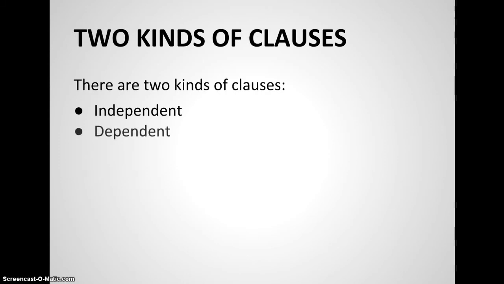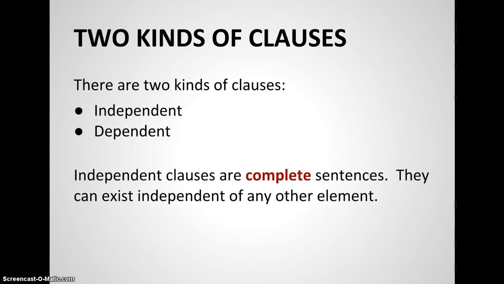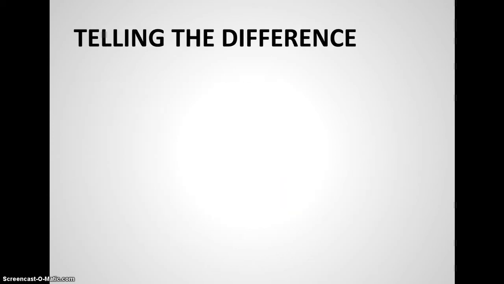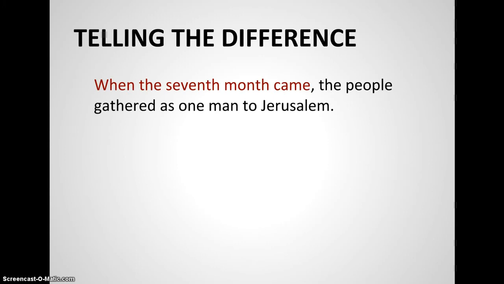Now there's two kinds of clauses. We talk about independent clauses and dependent clauses. Independent clauses are complete sentences. They can stand on their own and hence their name, independent. Dependent clauses are incomplete. They are not complete sentences. They cannot stand on their own. The only way they can exist is if they are attached to an independent clause. Now, both dependent and independent clauses will have their own subject and verb, but dependent clauses cannot stand on their own.